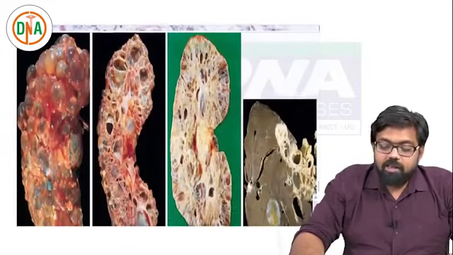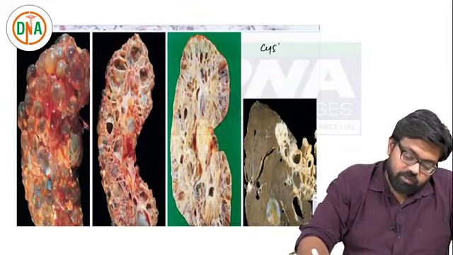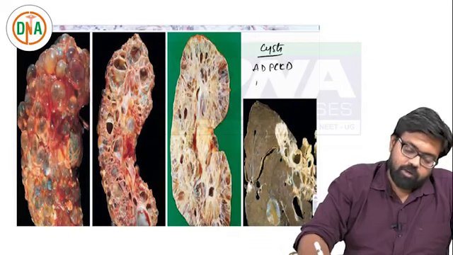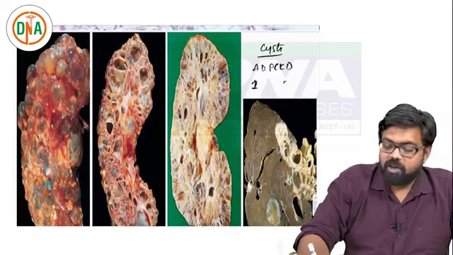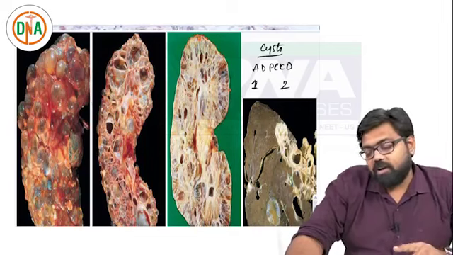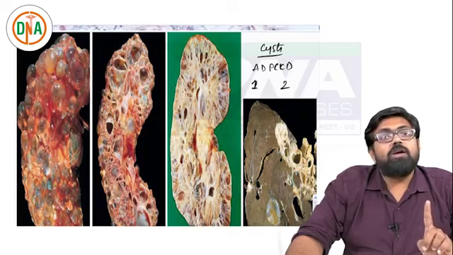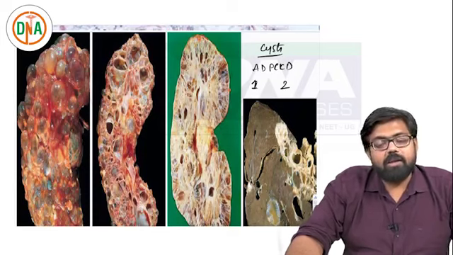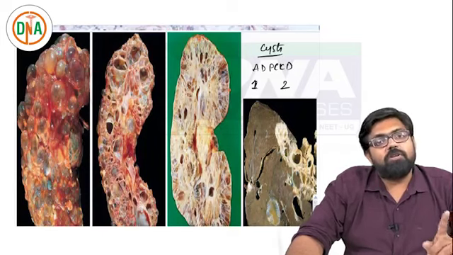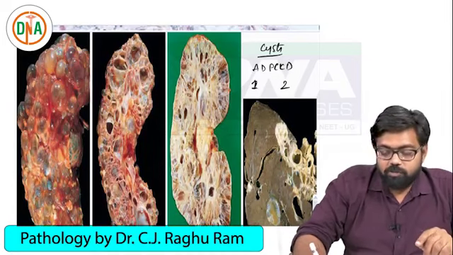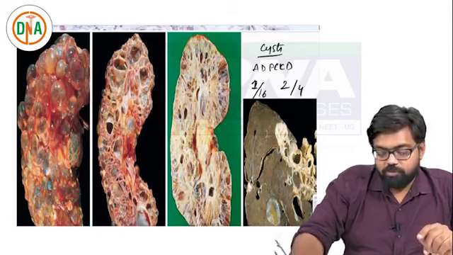Next is about the cysts of the kidney. The first and the most important is autosomal dominant PCKD, or adult-onset autosomal dominant PCKD, which is of two types. It is because of a mutation in the gene polycystin. ADPCKD 1 is because of a mutation in polycystin 1, and type 2 is because of a mutation in polycystin 2. Type 1 is on chromosome 16, type 2 is on chromosome 4.